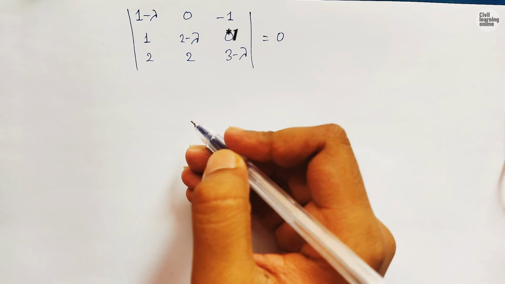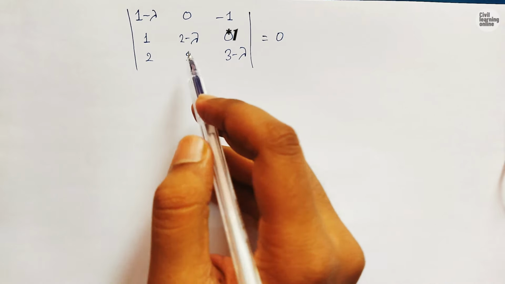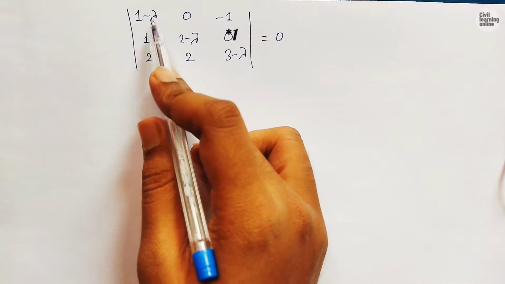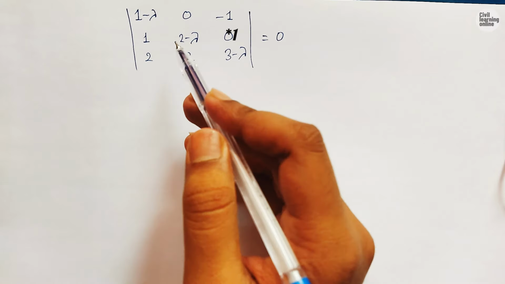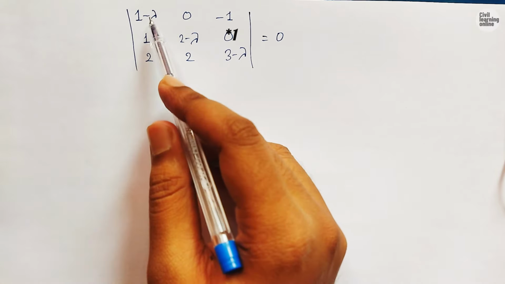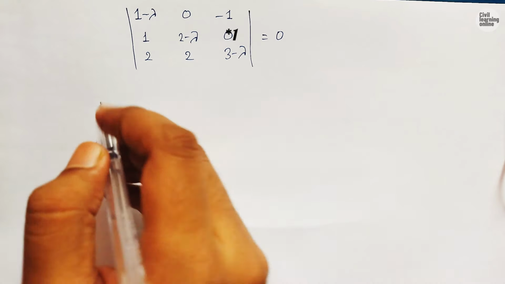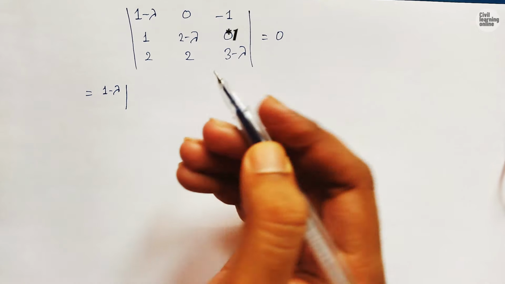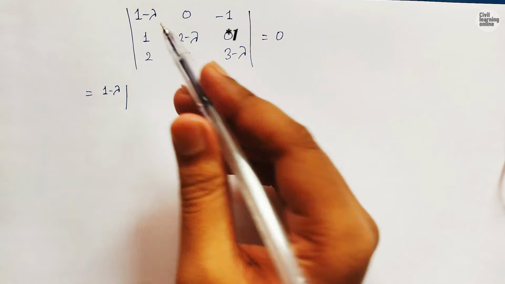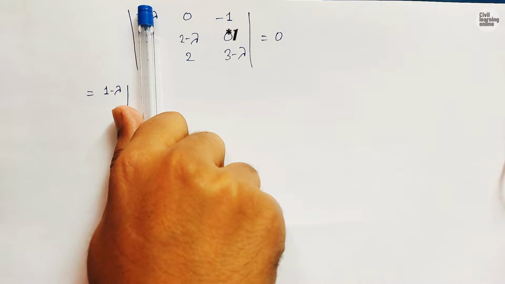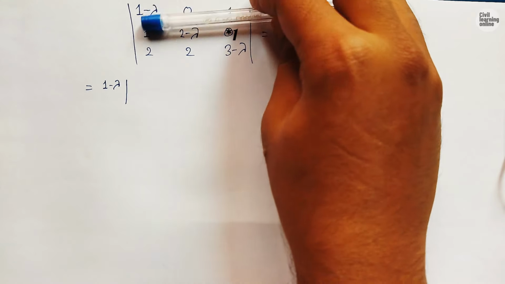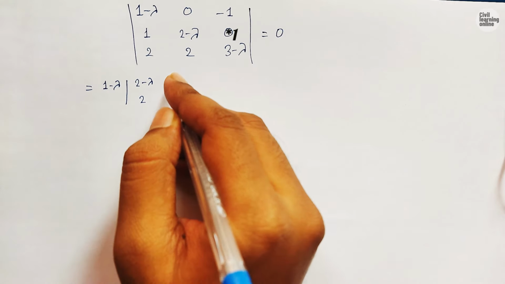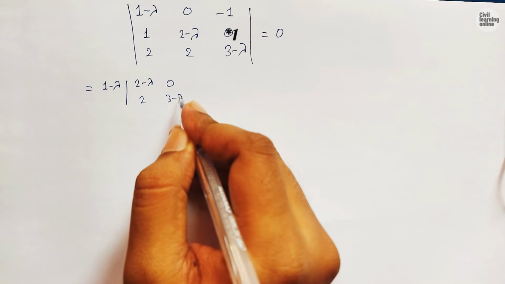After doing the subtraction, we have to find the determinant. We can find the determinant either with respect to this row or with respect to this column. In this video I am going to find the determinant with respect to this row. So we will have 1 minus lambda times the determinant after covering all the elements in the row and column where 1 minus lambda lies. So we will cover this row and this column, and we will have 2 minus lambda, 2, 0, 3 minus lambda.